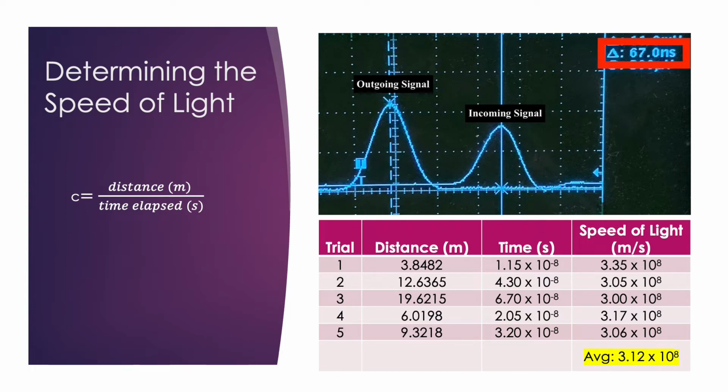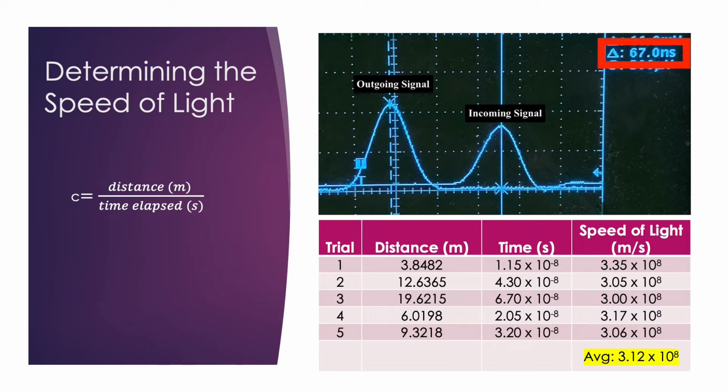If you look in the top right-hand side of the screen, you'll see an example of an oscilloscope image for trial 3. You'll see an outgoing signal and an incoming signal, where the distance between these peaks is representative of the time it took for the light to travel along its path. For run 3, it was 67 nanoseconds.